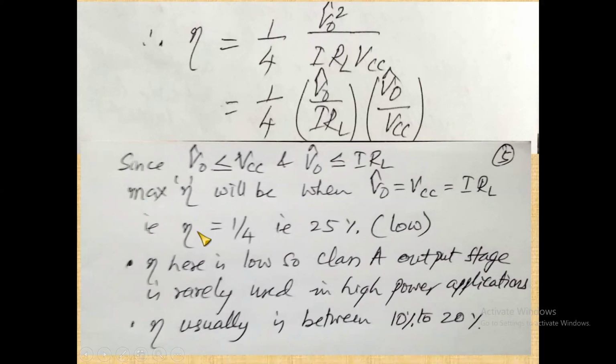So that is the maximum possible. So eta here is low. So class A output stage is rarely used in high power applications because the efficiency is very small, and this efficiency is usually between 10 to 20%. It cannot be more; this is the maximum value. Generally, practically what we see is 10 to 20%.